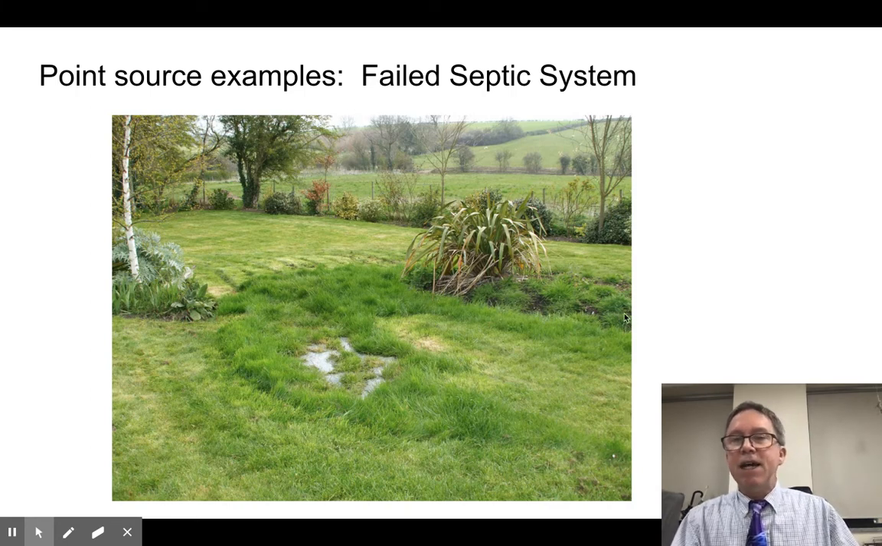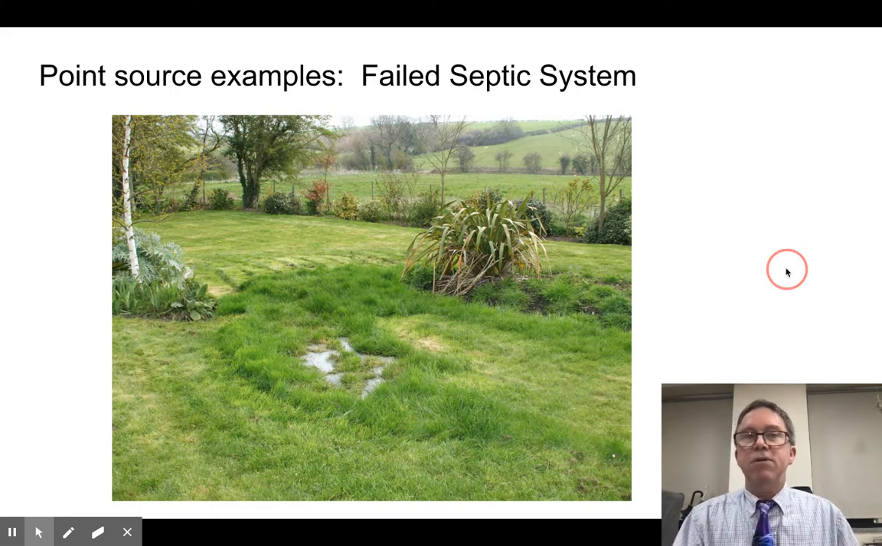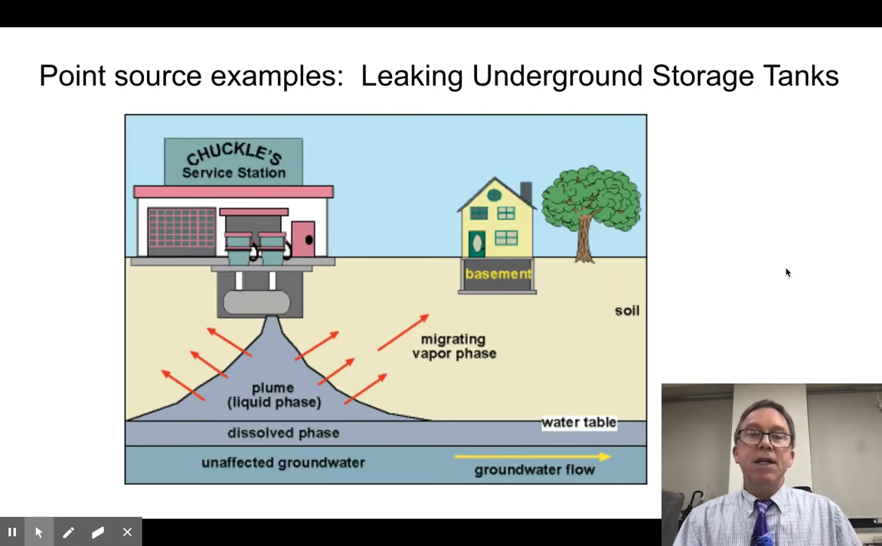And then if that gets out of your yard into a nearby stream and authorities notice this problem and trace it back to your house, that is a point source. And here's a classic one: underground storage tanks.